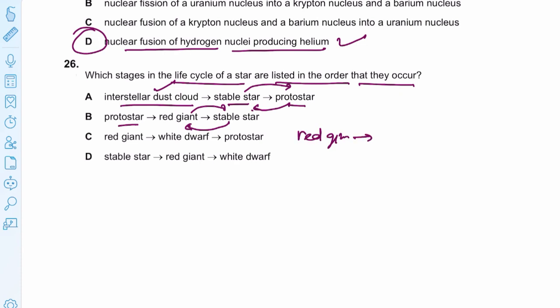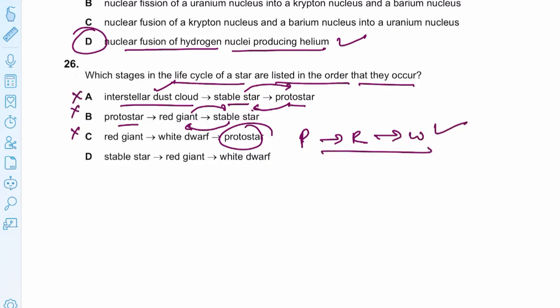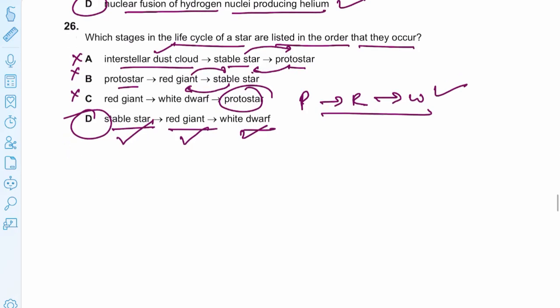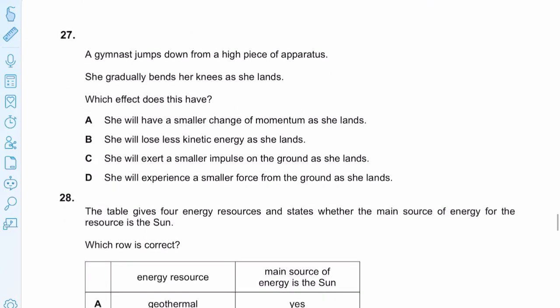I'm sorry, one second. So first will be your protostar, then your red giant, then your white dwarf, right? So these three options are not correct. The remaining one is: stable star, then red giant, and white dwarf. Yes, that is the answer for the question. Got it? Option D.